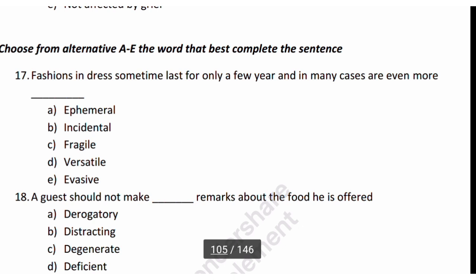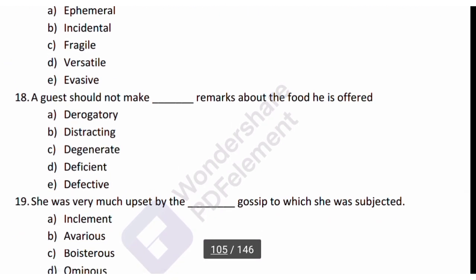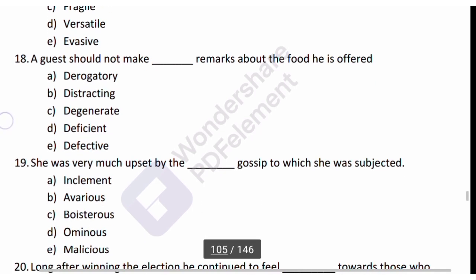A guest should not take a derogatory remark about the food he is offered. That's 18A, derogatory remark. Okay. Then the next option says she was very much upset by the gossip to which she was subjected. Okay, malicious gossip to which she was subjected, that's option E, malicious.